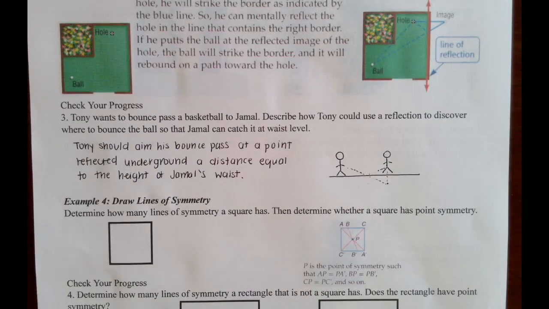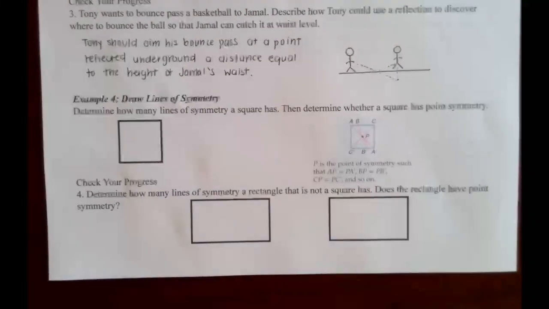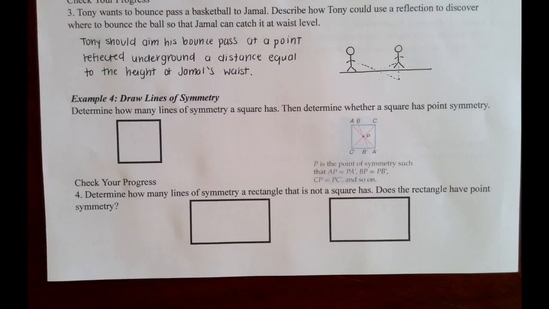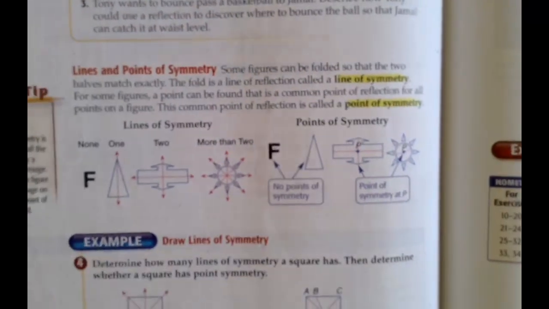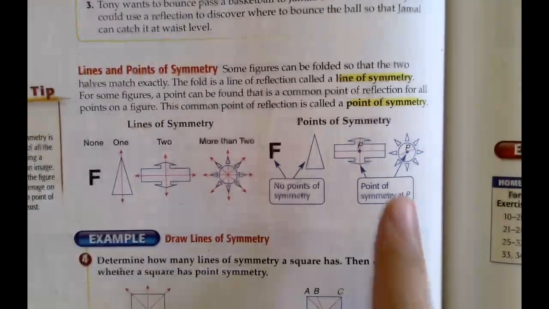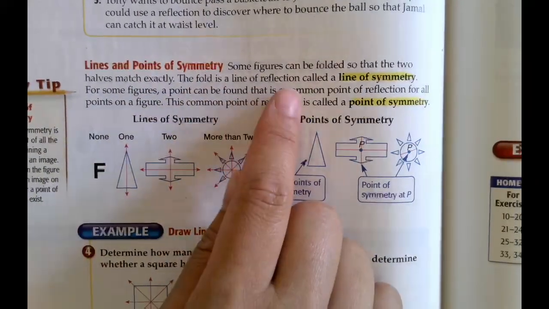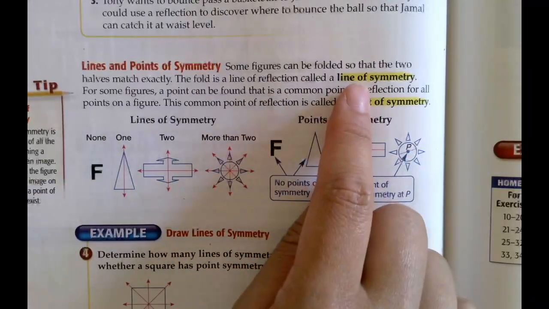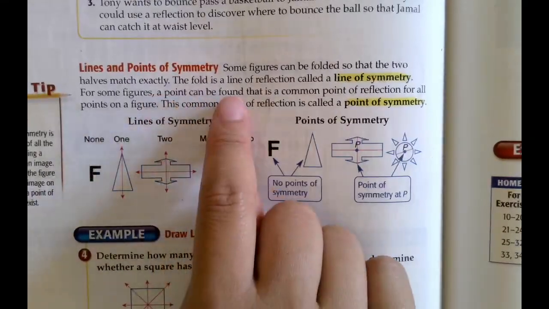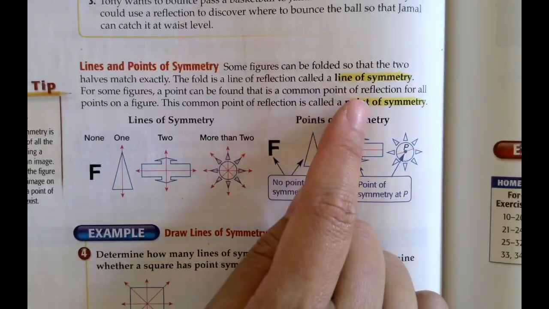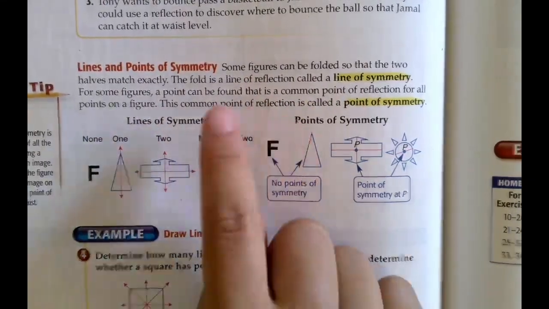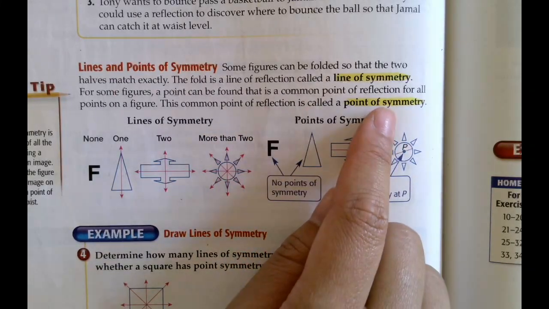Okay, so moving on to our last example. So here, we want to determine how many lines of symmetry a square has and determine whether a square has point symmetry. So let's look at the book to see what it means. Some figures can be folded so that the two halves match exactly. The fold is known as a line of reflection, called a line of symmetry. For some figures, a point can be found that is a common point of reflection for all the points on the figure. And this common point of reflection is known as a point of symmetry.